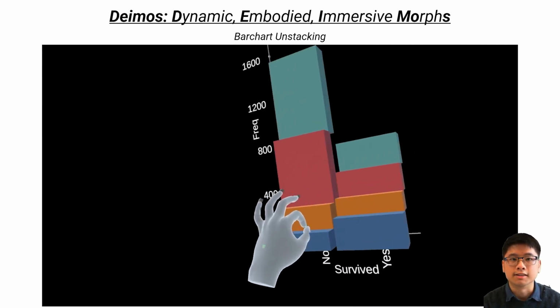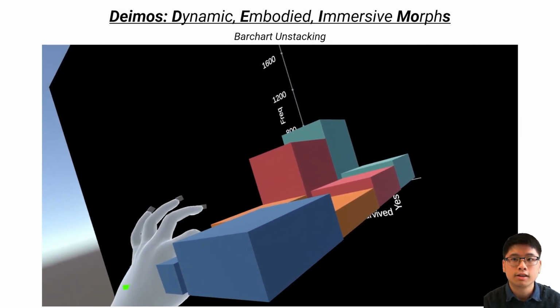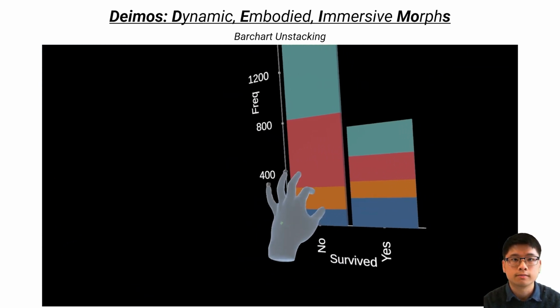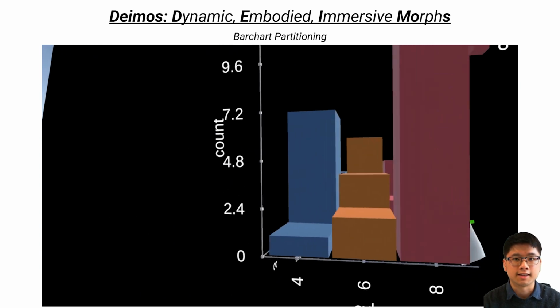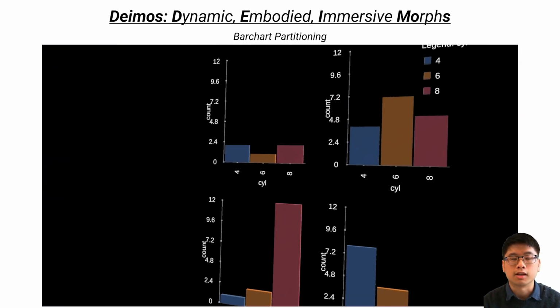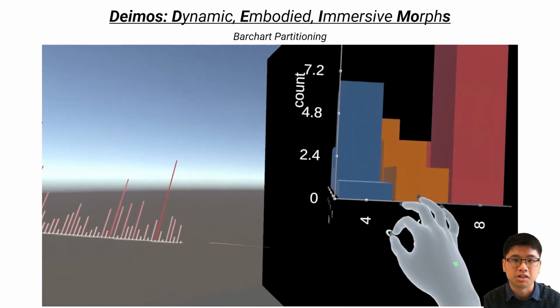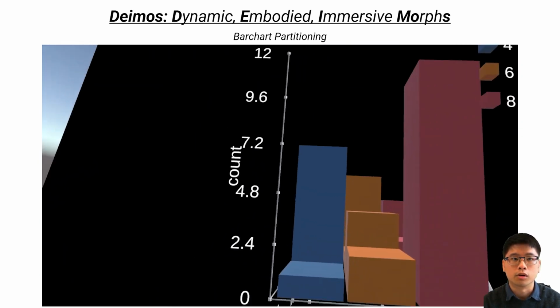What you see on screen is a morph that unstacks a 2D bar chart into a side-by-side 3D bar chart using an extrusion interaction. Here is another example. As the user pushes a 3D bar chart into a wall, it partitions into a faceted 2D bar chart and repositions onto the wall. Pulling it off the wall undoes this.